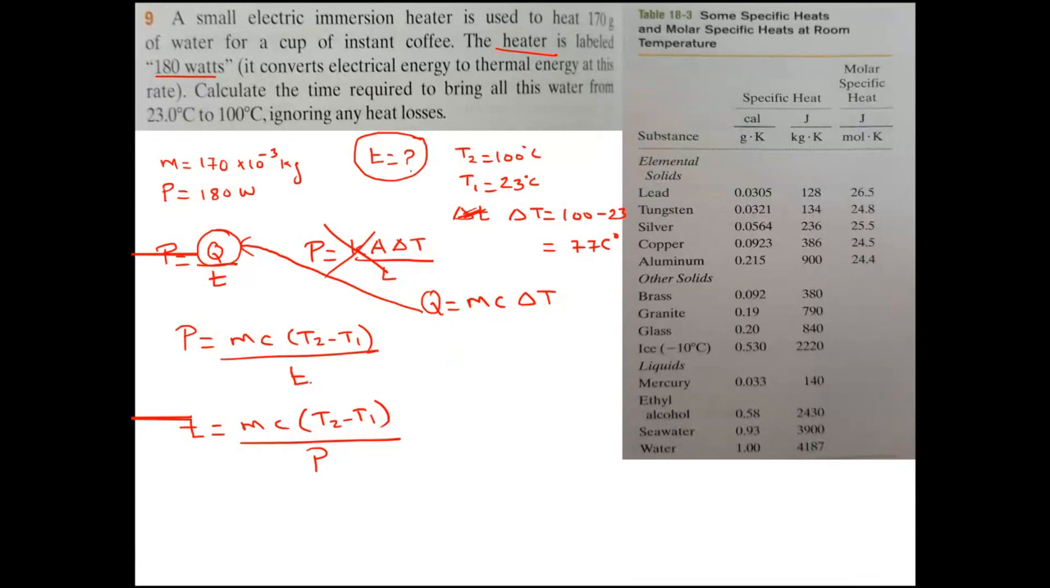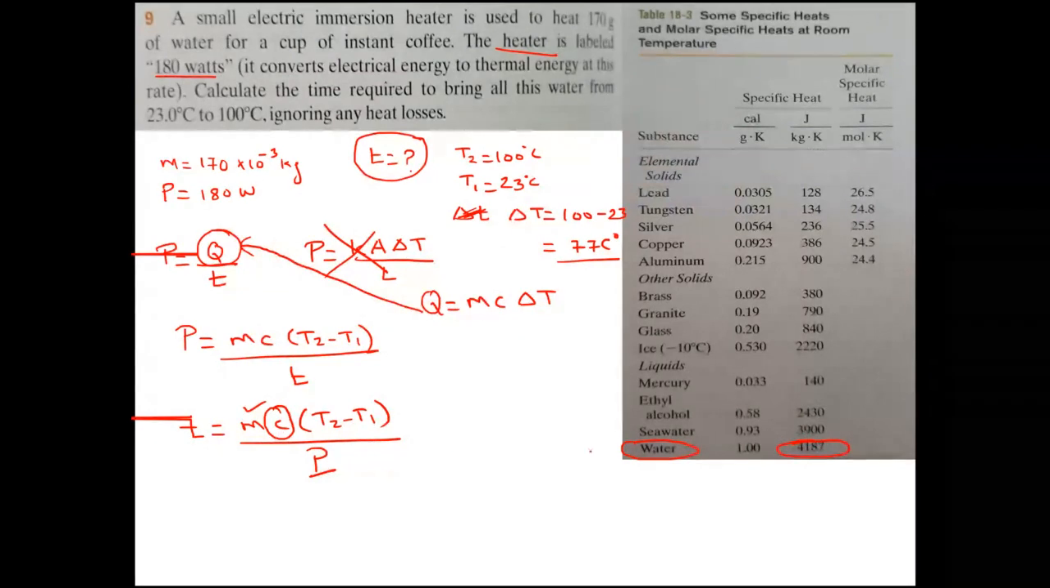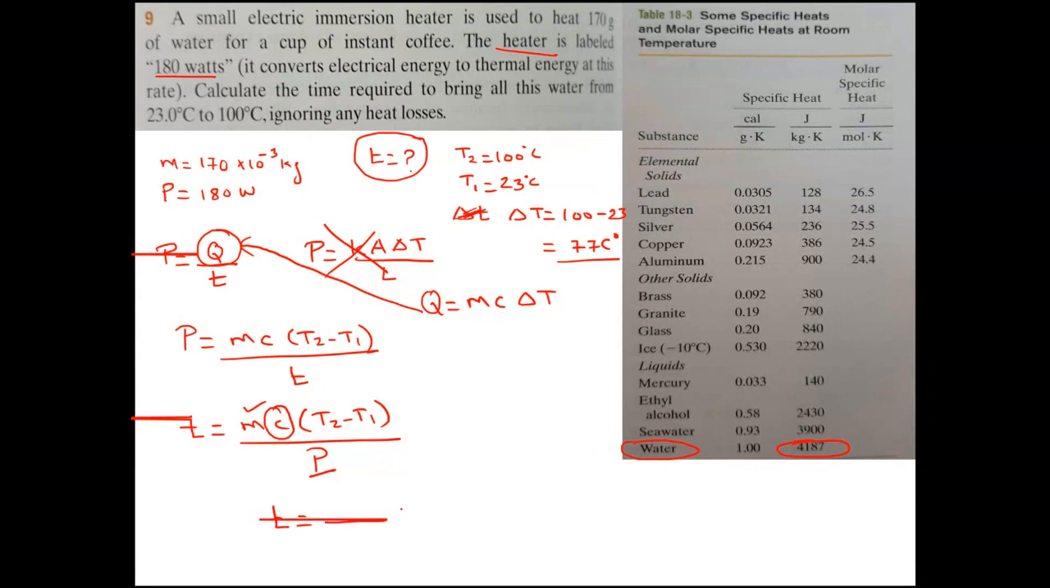Yes. So the mass of the water is given in the question. T2 minus T1, that means the change in temperature, is given in the question, and then the power of the heater is given, and the specific heat of the water is a constant value. So what is the specific heat capacity of the water, my dear? The specific heat capacity of the water is 4189 joule per kg per kelvin. Now if you substitute all the values in this formula, you will get the answer. Am I right? The unit for the time is second.